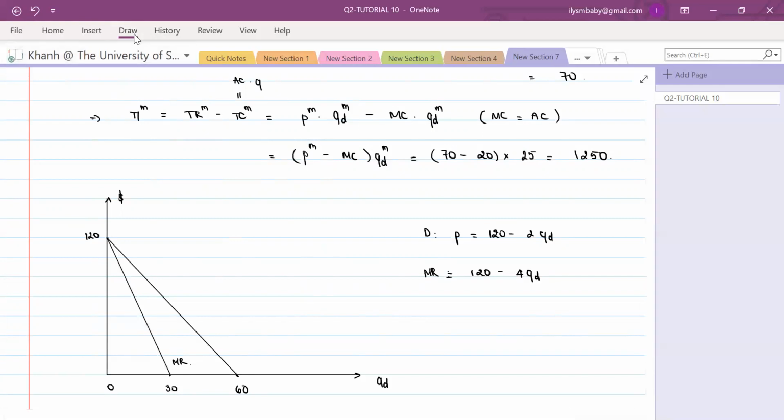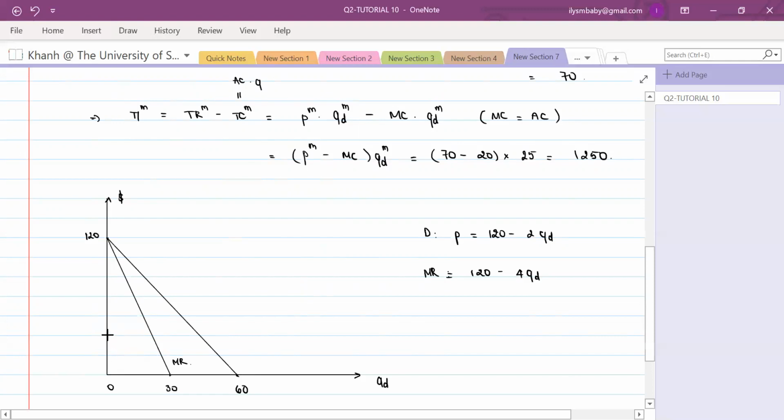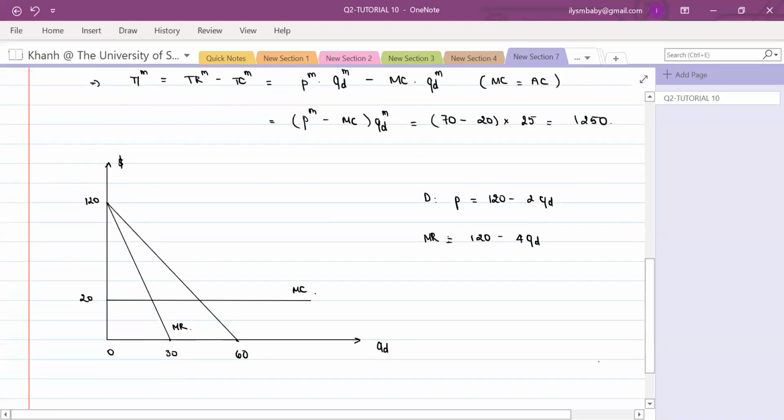And marginal cost is just going to be a horizontal line at 20. Okay, so I'm just going to put this over here. So this is 20 and this is my marginal cost. The monopolist is going to be producing at the point where marginal cost equals marginal revenue. So that is the point over here, at which the quantity QM is equal to 25.